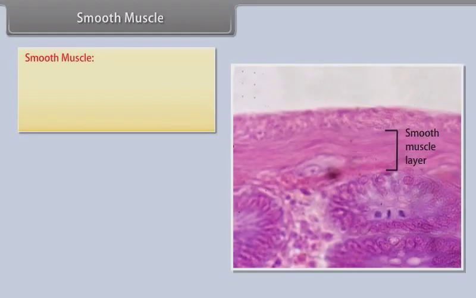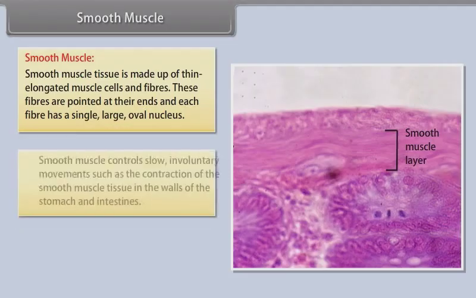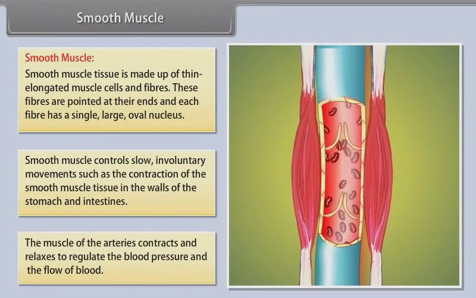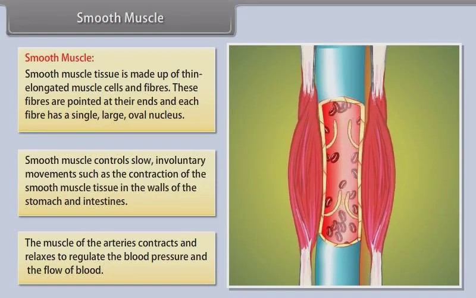Smooth muscle. Smooth muscle tissue is made up of thin elongated muscle cells and fibers. These fibers are pointed at their ends, and each fiber has a single, large, oval nucleus. Smooth muscle controls slow, involuntary movements such as the contraction of the smooth muscle tissue in the walls of the stomach and intestines. The muscles of the arteries contract and relax to regulate the blood pressure and the flow of blood.